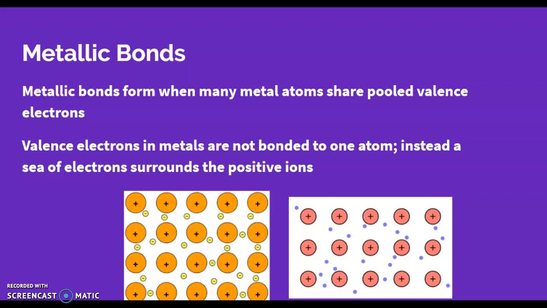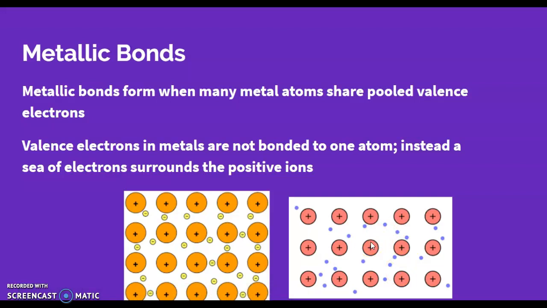So this looks a little bit different. They're not bonded to one other atom. Instead, a sea of electrons surrounds positive ions. So what happens is those atoms lose their electrons. So they become positive ions at that point because they've lost an electron. And then those valence electrons are shared within a group, or a sea, if you will, of the ions. So if you look at these illustrations here, the little blue and the negative dots are supposed to represent electrons being shared by this pool of positive ions.